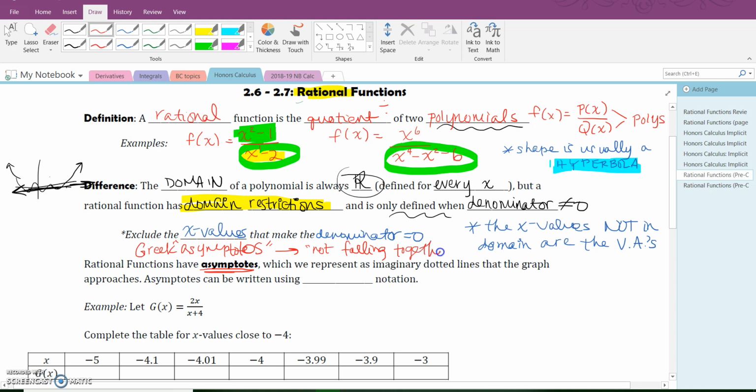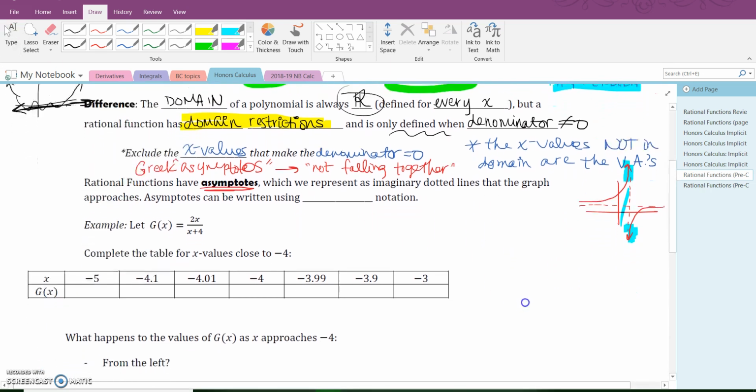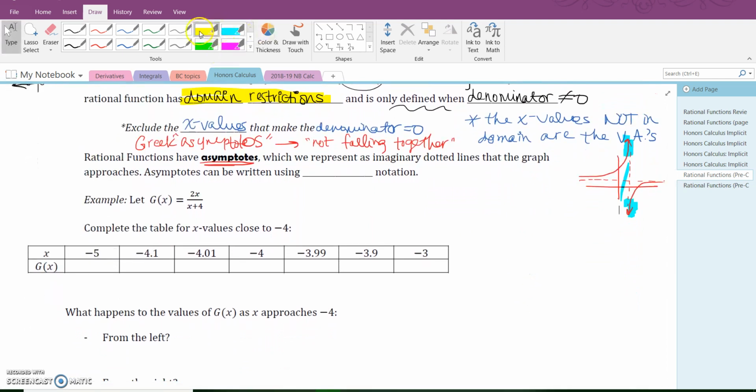And if you picture what an asymptote does, let's say I'm just going to draw a random rational function right now. So let me draw some asymptotes. Whenever you draw them, you get close to your vertical asymptote, you get close to your vertical asymptote, but this piece and this piece are always separated by my vertical asymptote. These two pieces will never fall into each other. So that's where the word comes from, in case you're interested. Okay, so like we talked about before, the asymptotes are imaginary dotted lines that the graph approaches. Asymptotes can be written using limit notation, actually.